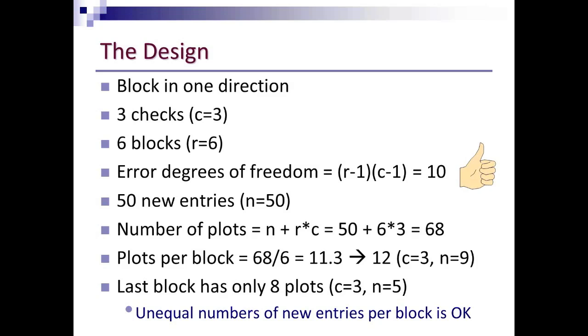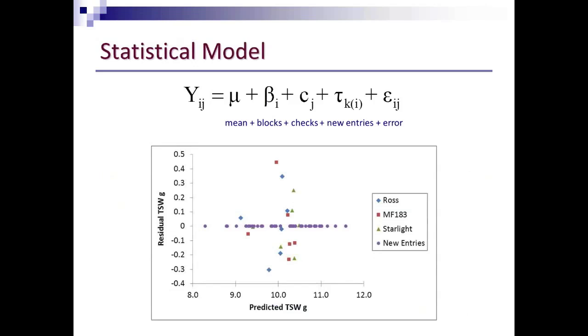This came out to about 12 entries per block, but since we only had the 50 new entries, the last block only had 8 plots, and that was okay because one nice thing about the augmented designs is that you don't have to have equal numbers of new entries in every block.